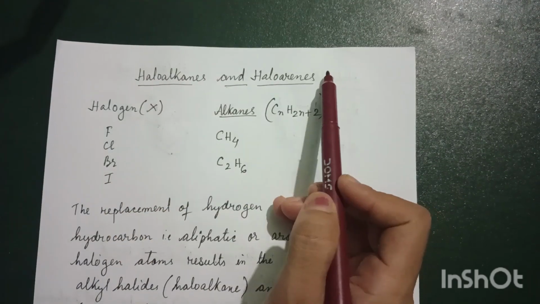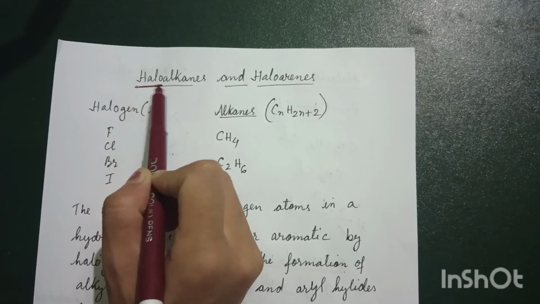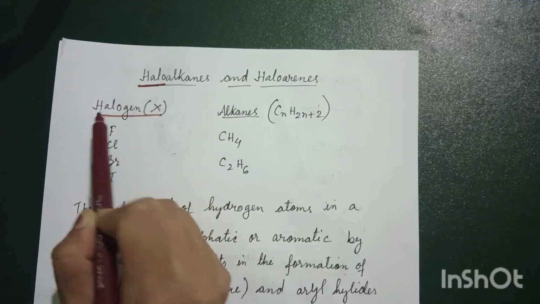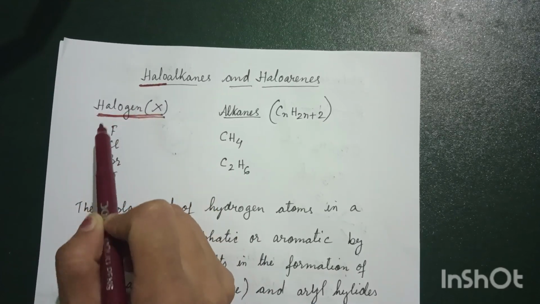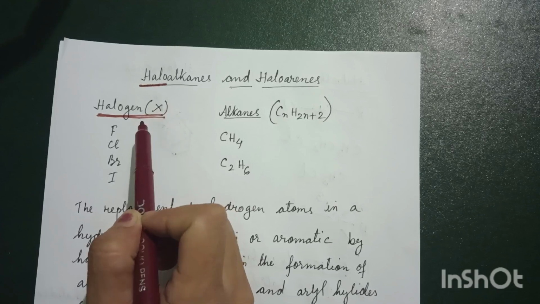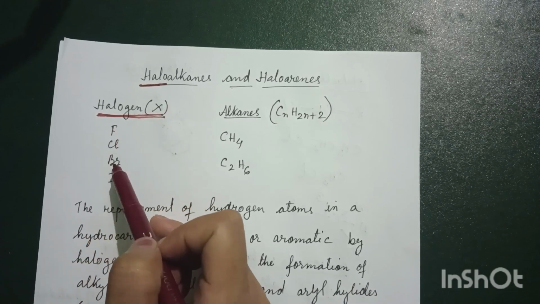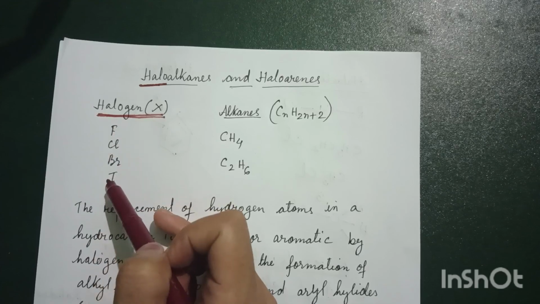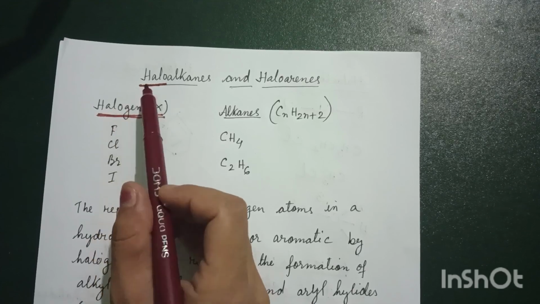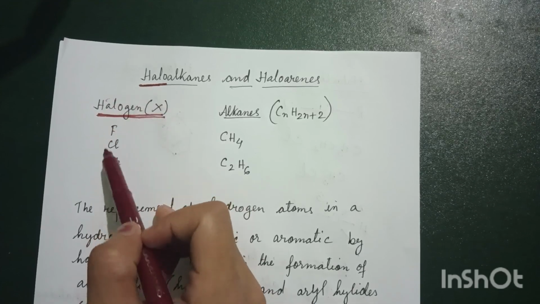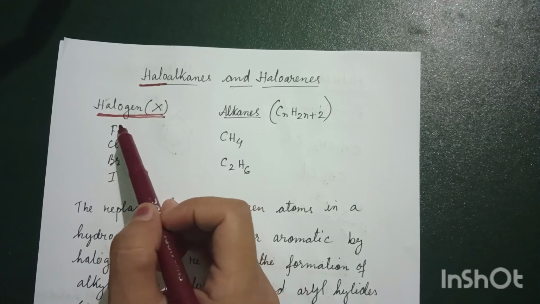Haloalkanes and haloarenes. Halo means the halogen groups. The halogen groups are represented by capital X. So we have fluorine, chlorine, bromine, iodine, group 17. So halo means the halogen groups. Let's understand it in this way.